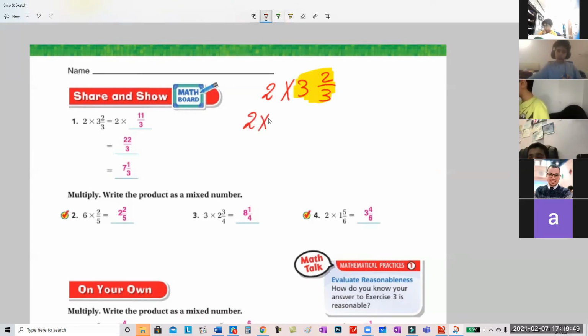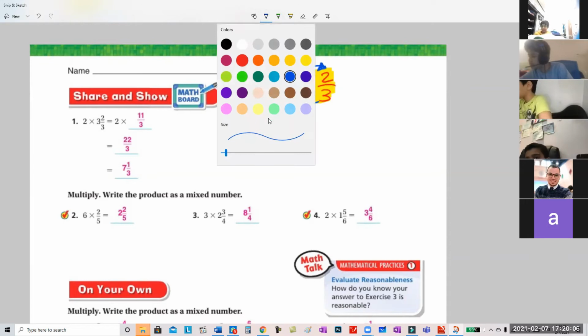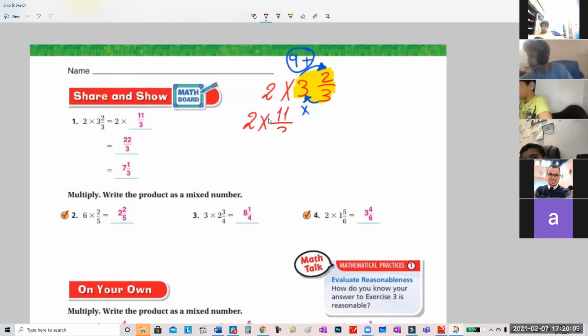2 multiplied by what? You have to do the clock way, multiply, then add. So 3 multiplied by 3 equals 9. And we're going to add 9 plus 2 equals 11. So we're going to write 11 up here. Of course, you should keep the same denominator. So it will be 2 multiplied by 11 over 3. Now, we're going to multiply 2 by 11. 2 by 11 equals 22, right? Over 3. So 22 over 3.